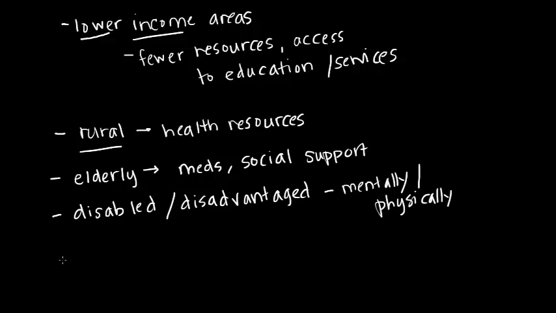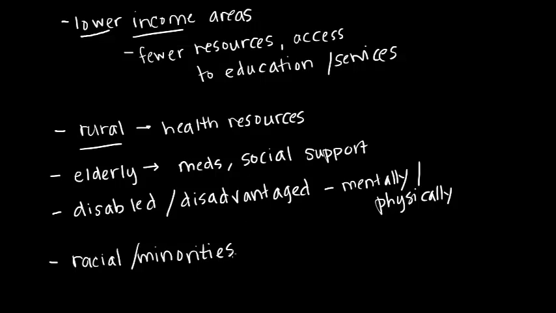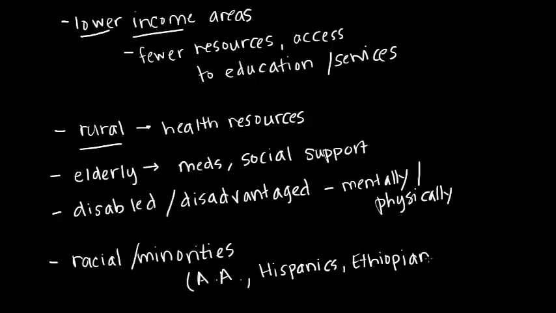And unfortunately, our last category is based on racial identification or minorities. There still is a huge correlation between minorities and health disparities. Now, in the United States, the two biggest minority groups are African Americans and Hispanics, but depending on the region where you live, this may be different. In Northern Virginia, which is just south of Washington, D.C., there's the largest population of Ethiopians in the country.